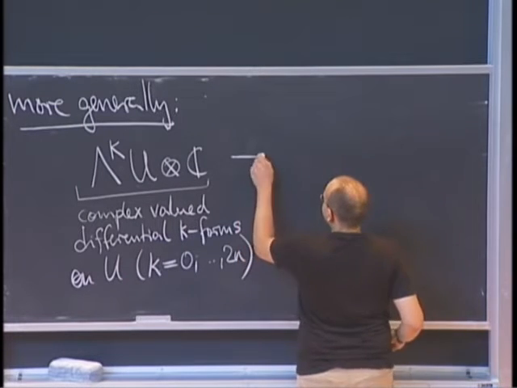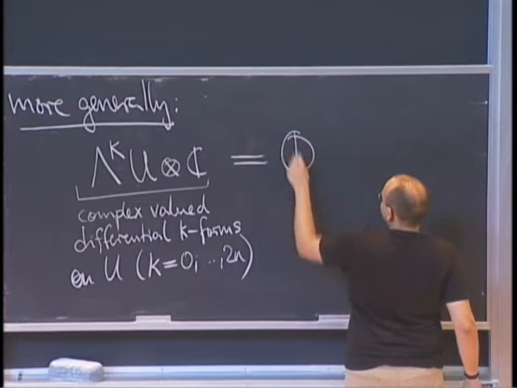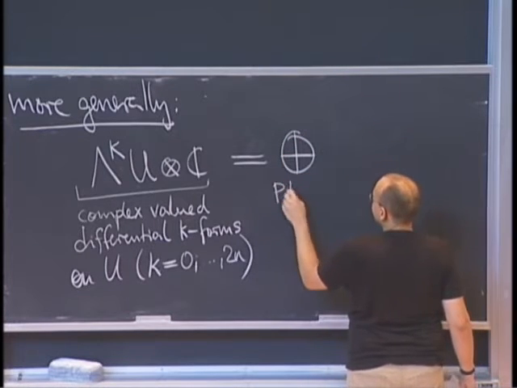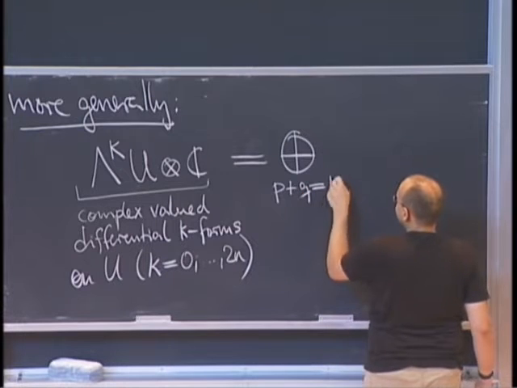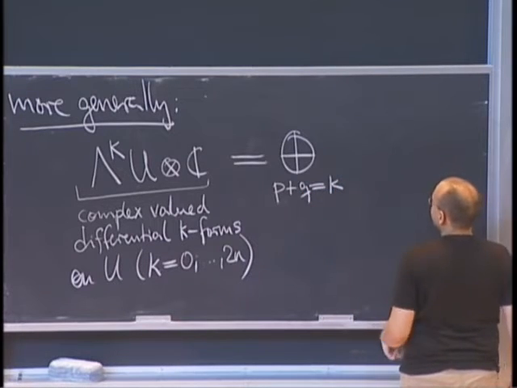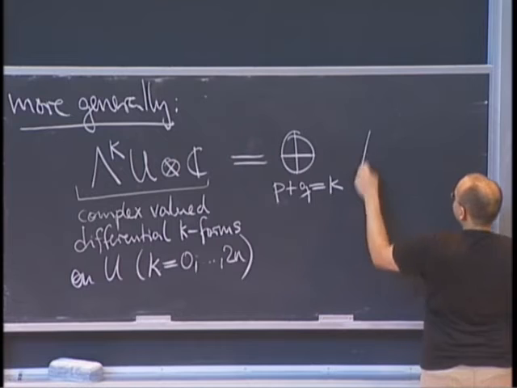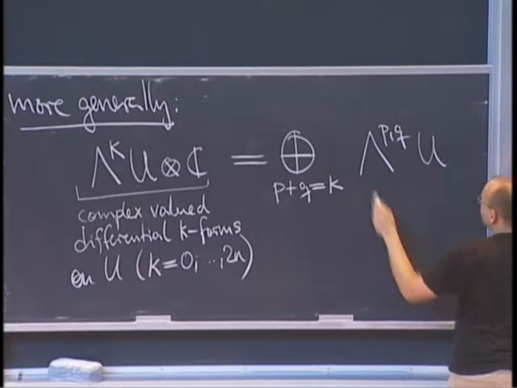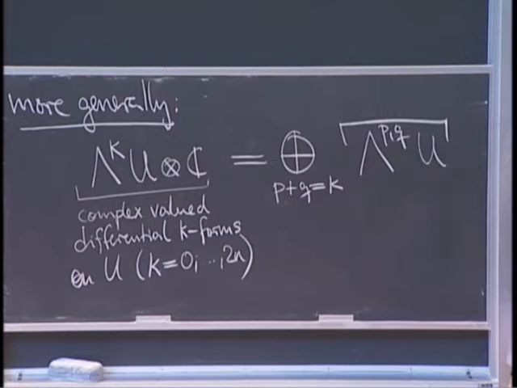And then this actually splits up as a direct sum, over all integers p and q such that p plus q is equal to k, of something that's called the space of pq forms on U.